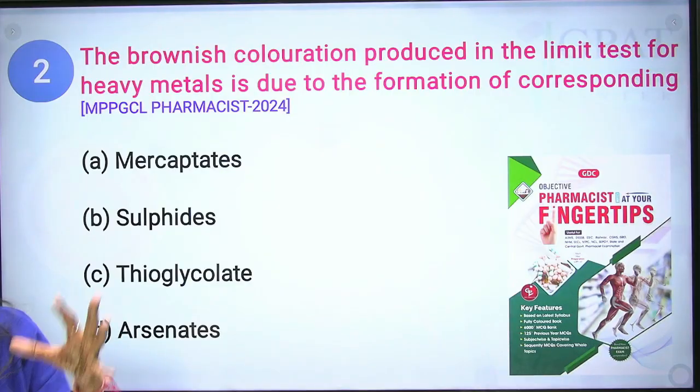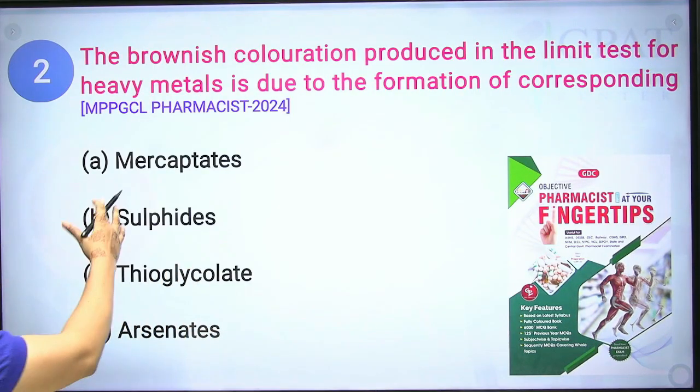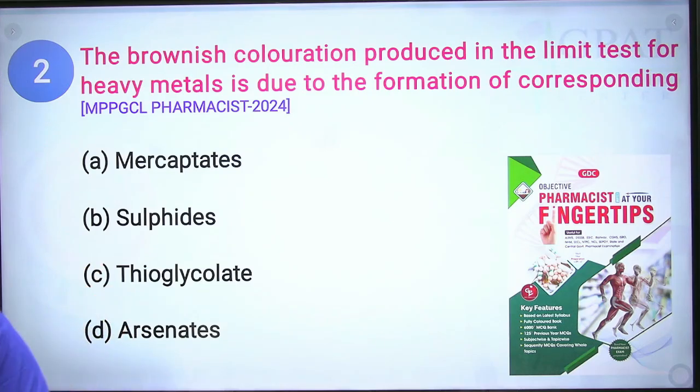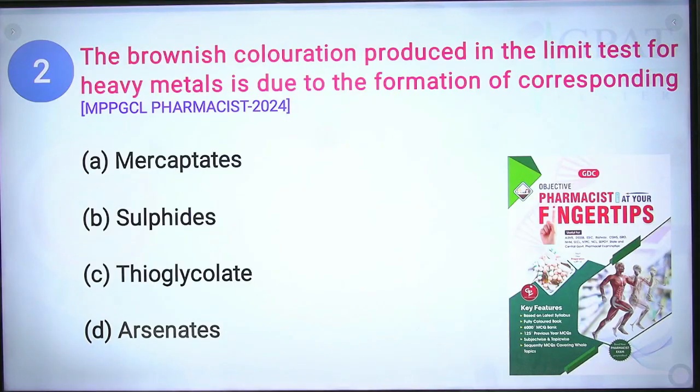They directly react with H2S and form metal sulfides. Examples are PbS or CuS. Okay, due to this the color of your precipitate appears brown and black. So that's exactly the color we see in the limit test; the color indicates the presence of heavy metals, that is the sulfides. Clear? That is the metal impurities.